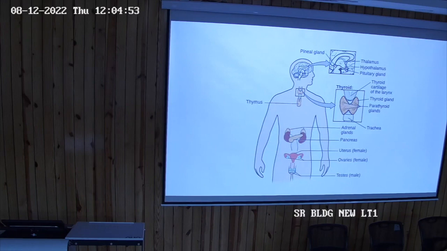Now we will talk one by one about these glands. First of all, I want to talk about the pituitary gland, because the pituitary gland is the master gland of the endocrine system. The pituitary gland divides into two parts, the anterior lobe and the posterior lobe, and one part is the intermediate part of the pituitary gland.